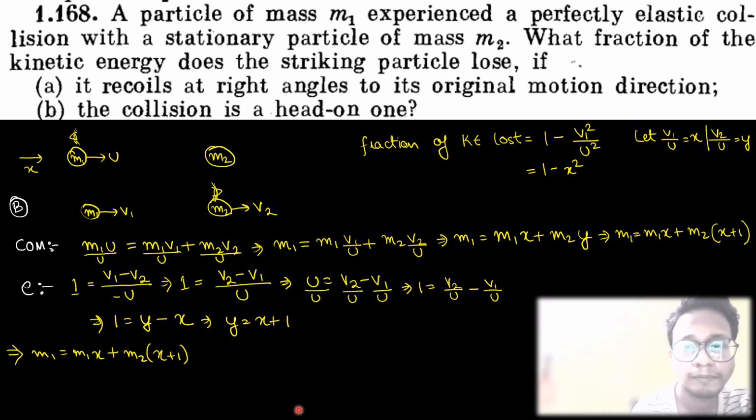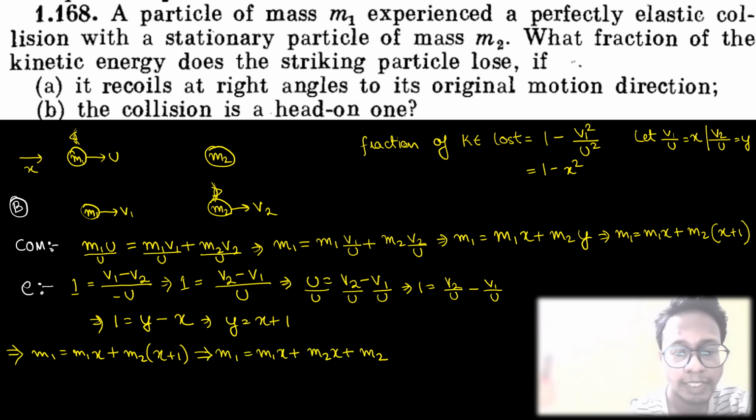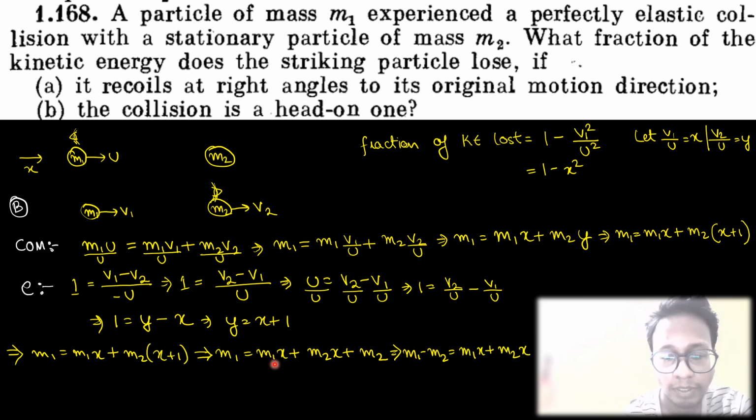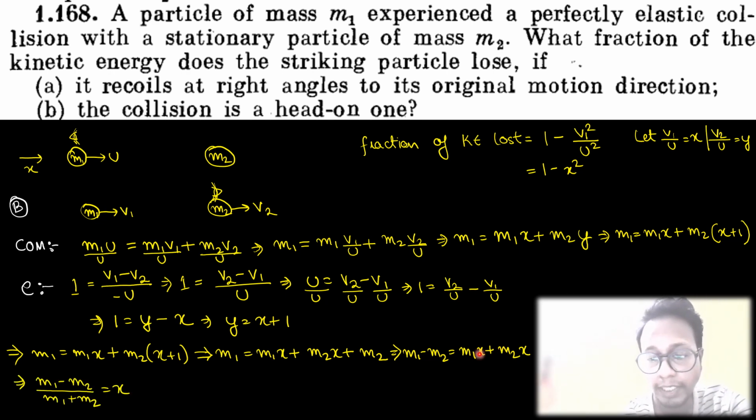Let's just solve this equation for x. What I did out here is I opened up the bracket. Now I have taken this m2 to the left hand side, so m1 minus m2 is kept on one side, and m1x plus m2x on the other. I'll take the x common out here. Now if I take x common, it would be m1 plus m2, and I can find out x is equals to m1 minus m2 divided by m1 plus m2. Understood?